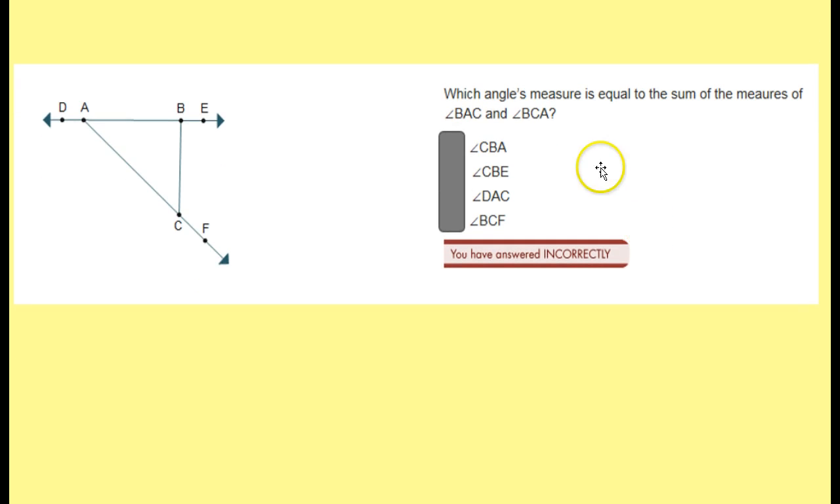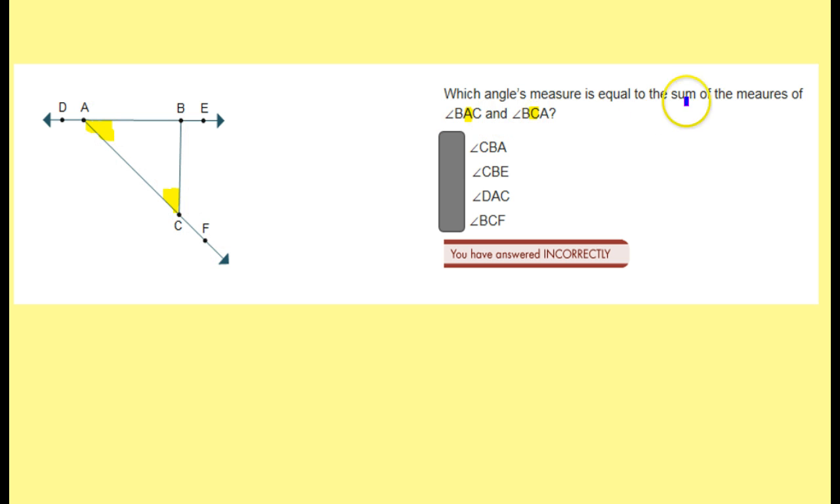Let's see. Which angle's measure is equal to the sum of the measures of BAC and BCA? Okay, I feel like using my highlighter. So angle BAC. Notice what's right in the middle is angle A. So this is where you should be focusing. So we're talking about this angle over here. And BCA. See how C is in the middle? So that's the one you should be focusing on, the C right here. So we're talking about those two angles.